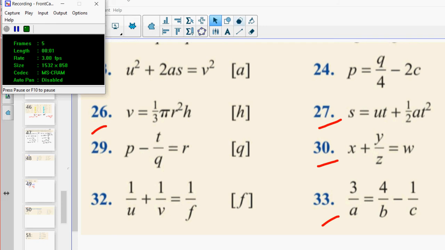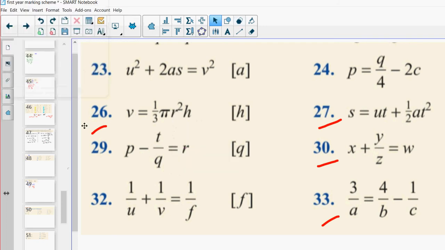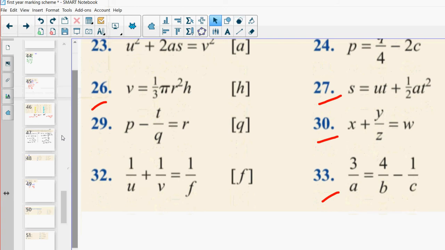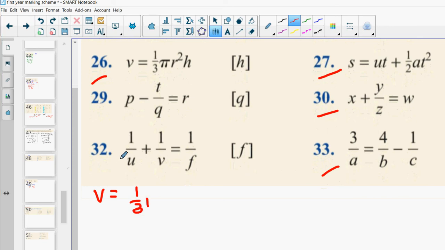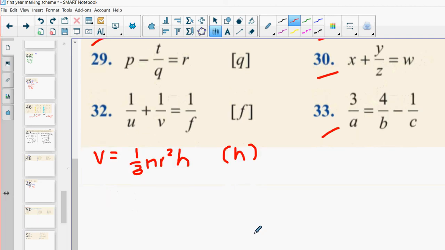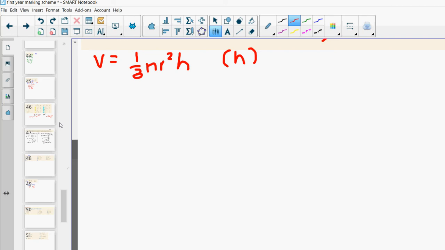Okay guys, here we go. Now I'll ask you 26. So 26 is 1/3 V equals 1/3 pi r squared h, and I'm asked to find out what h is. So I'm going to make sure this is at the center of my board. That means it'll all appear. Okay, so that should all appear.